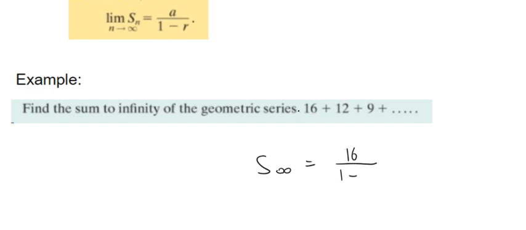So to get from 16 to 12, what you're multiplying by is 3 over 4, I think. Yeah, so each one is 3/4 of the one before. So 1 minus 3 over 4 on the bottom. You could do that in your head. It's going to be 16 over 1 over 4, which would be 4 times 16, which is 64.